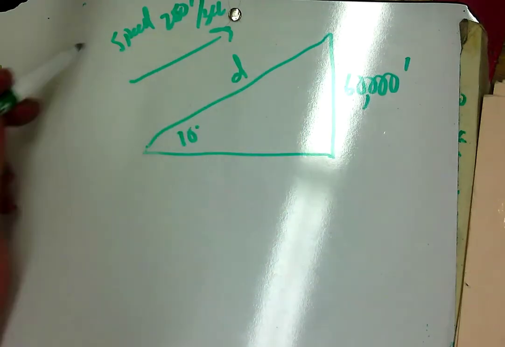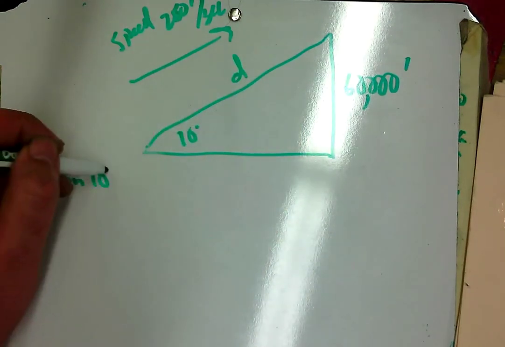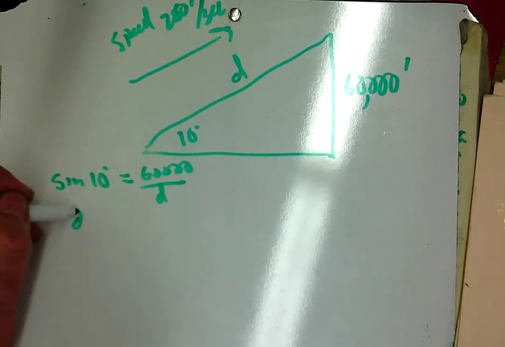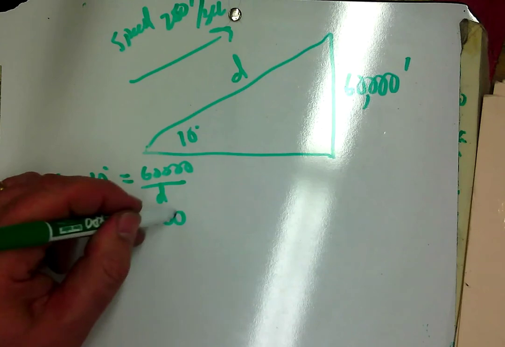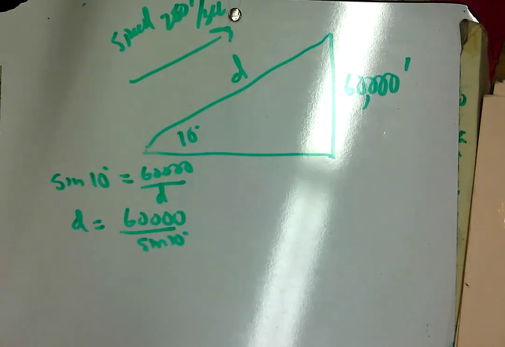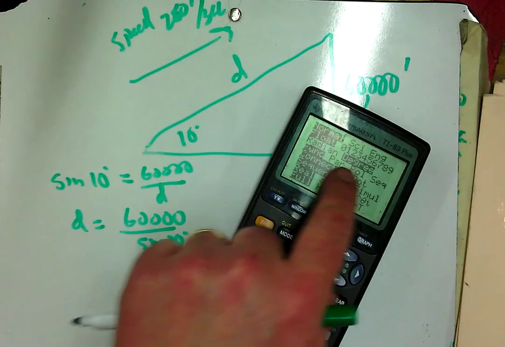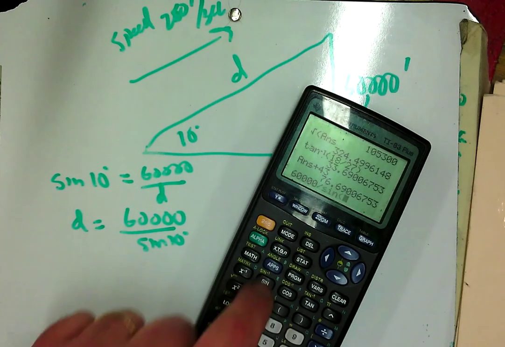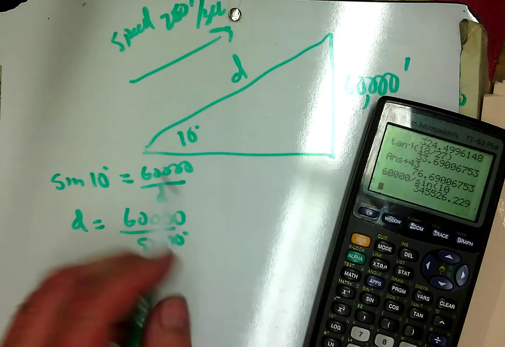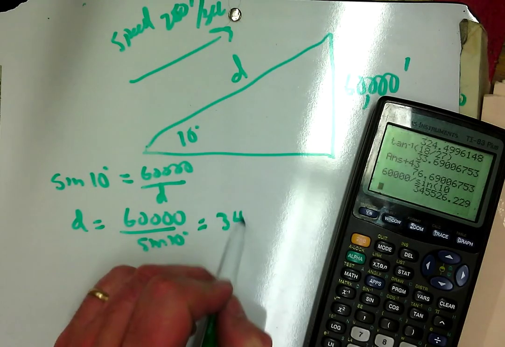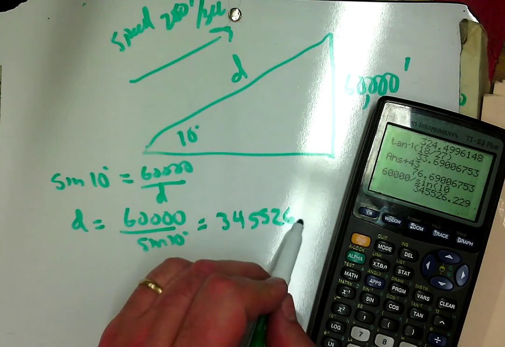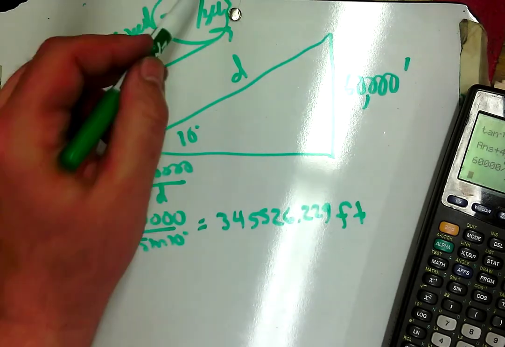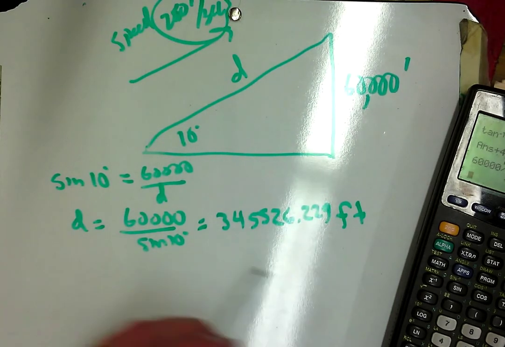That's opposite over hypotenuse. So the sine of 10 degrees equals 60,000 over d. So d will equal 60,000 over sine 10. Remember, we want to be in degrees for this. Then we do 60,000 divided by sine of 10. Wow, he's got a long way to travel: 345,526.229 feet. It seemed like he was going really fast, but he's got a lot of feet to travel.